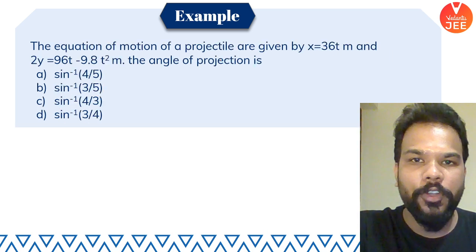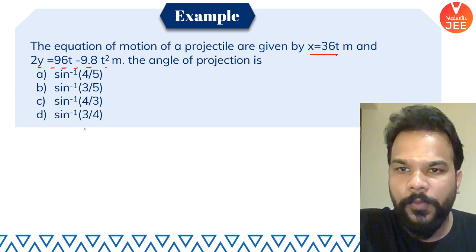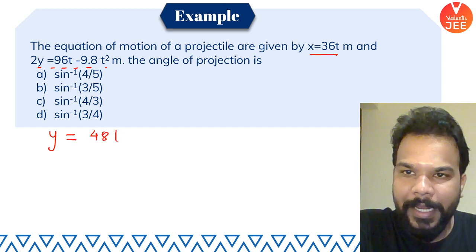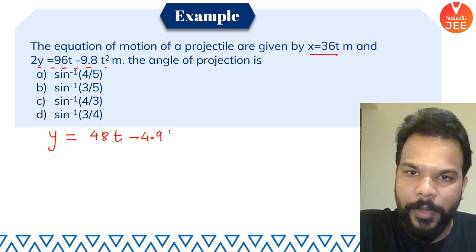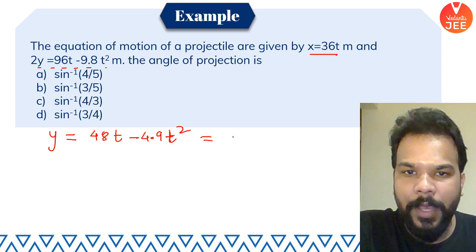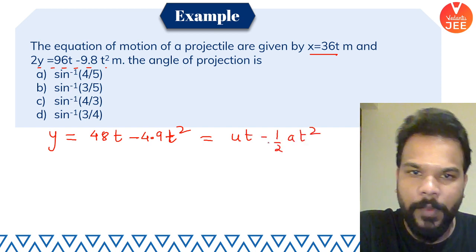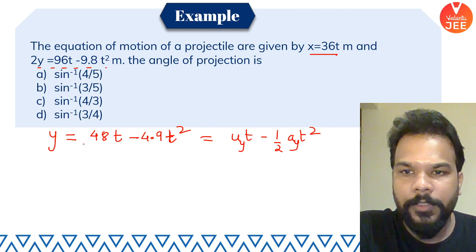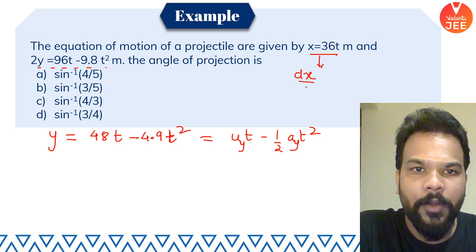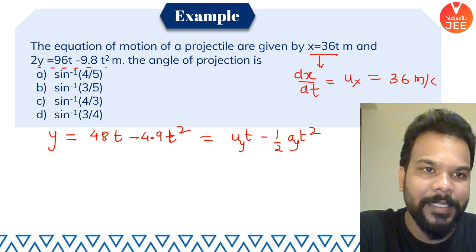So in this, the equation of motion of a projectile along x-axis and along y-axis is given to us. For y-axis, I will write it as y equal to 48t minus 4.9t square, which you can compare with y equal to ut minus half at square. So what you see from here, if you differentiate it, if you find out dx by dt, you will get the value of ux, and that will come out to be 36 meters per second.